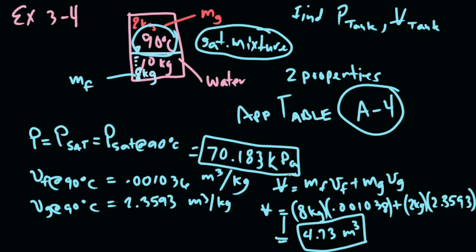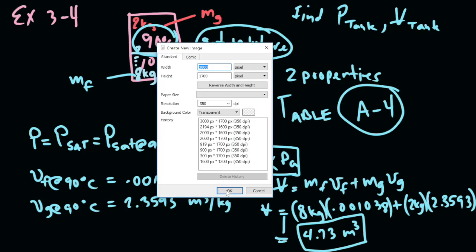Okay, so that was one example. Now we could have done this problem another way, since we didn't use our quality. I ran out of room here, so I need to start another page.